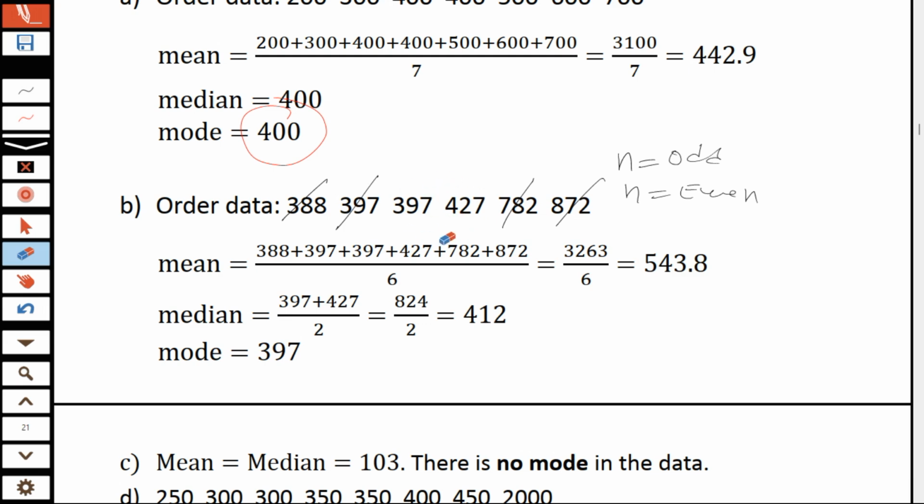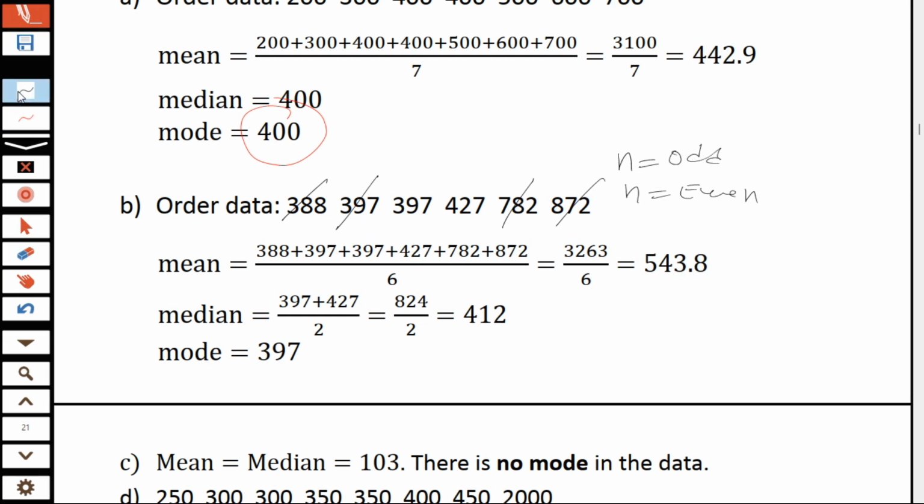So since these two are our middle numbers, we have to find the midpoint between 397 and 427. If you want to find a midpoint, all that you are going to do is to just add the 2 and divide by 2. That's the reason why you see it here. So 397 plus 427 divided by 2, right? When you add it, you are getting 827 divided by 2. So the midpoint is the addition of the numbers divided by 2, right? Always, this is how it's going to be.